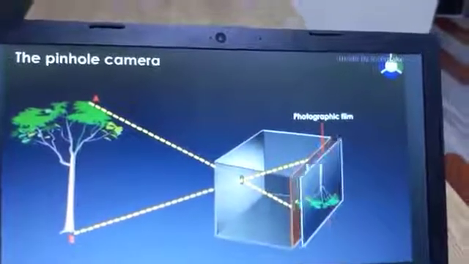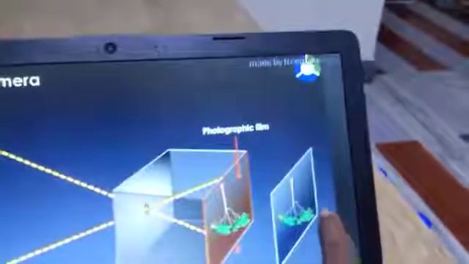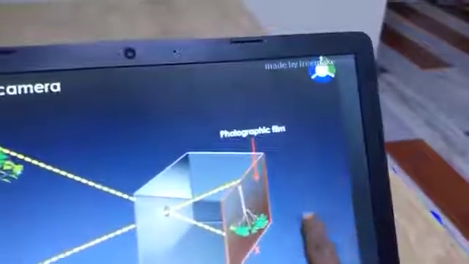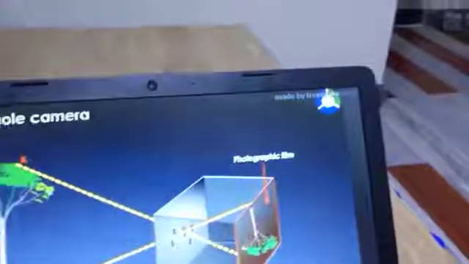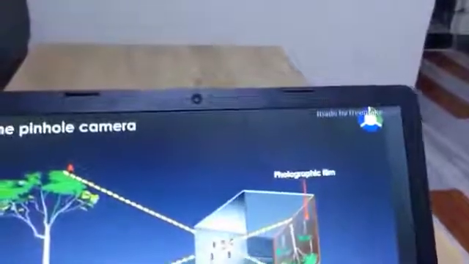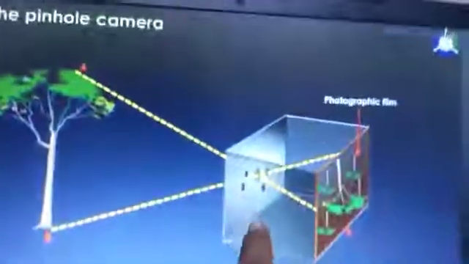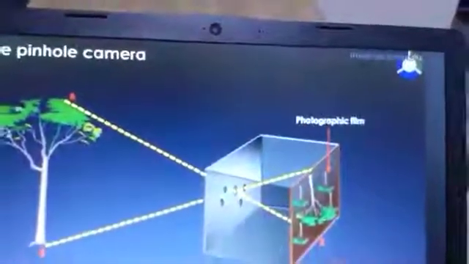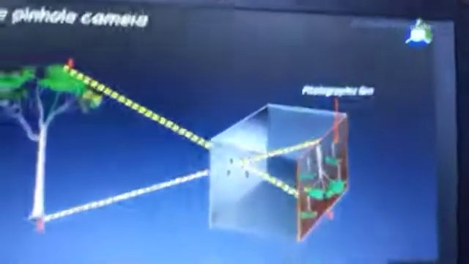Now if you pull out the screen and put in a film instead, you can see an image on the photographic film, like this one. If you make a lot of holes, 1, 2, 3, 4, you can get 4 trees on the screen.